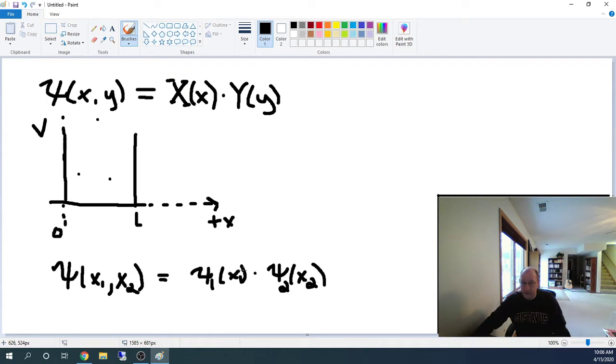So if I have 3 particles in the box, it's like having a 3-dimensional box. If I have 4 particles in a 1-dimensional box, it's like treating a 4-dimensional problem. So in other words, solving the multi-dimensional box problem is the same as solving for a 1-dimensional box with many particles in it.